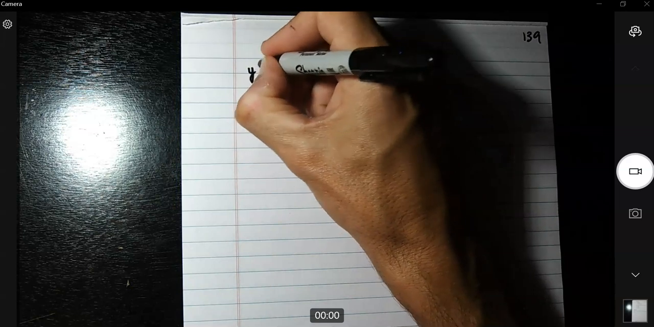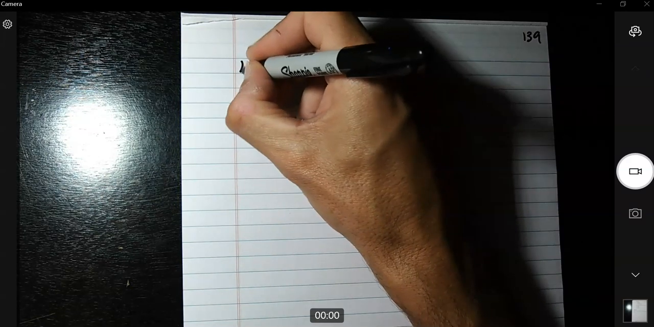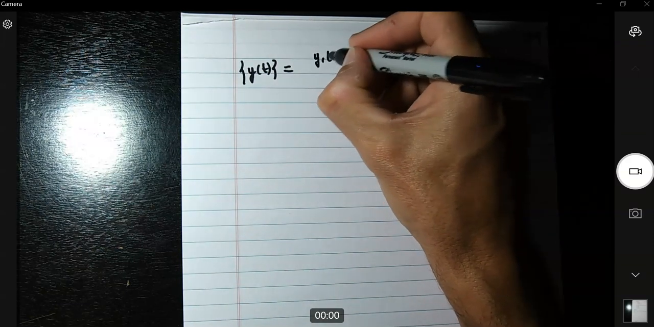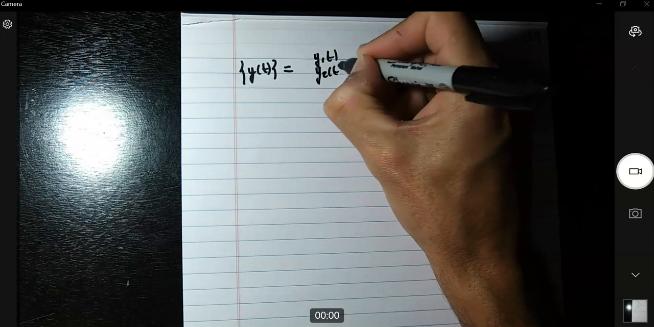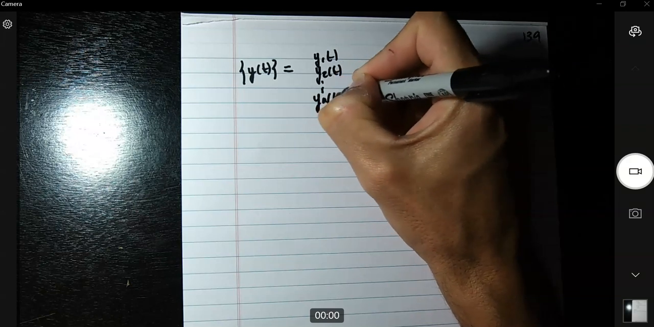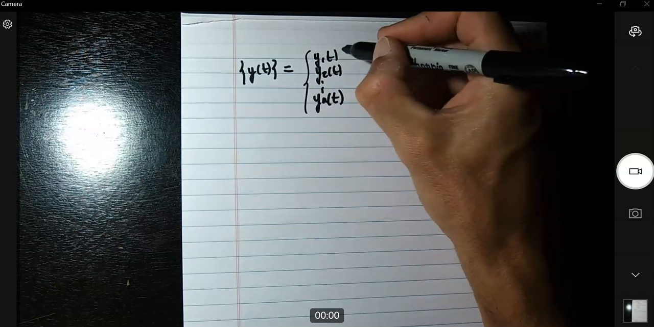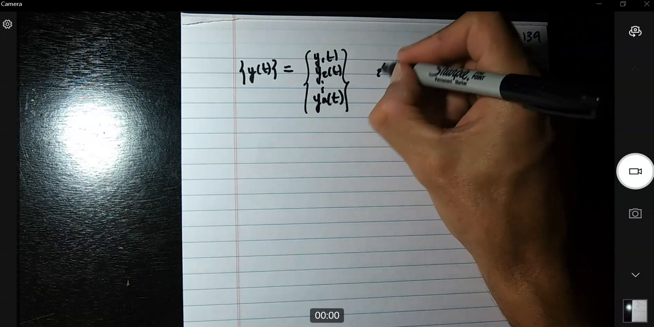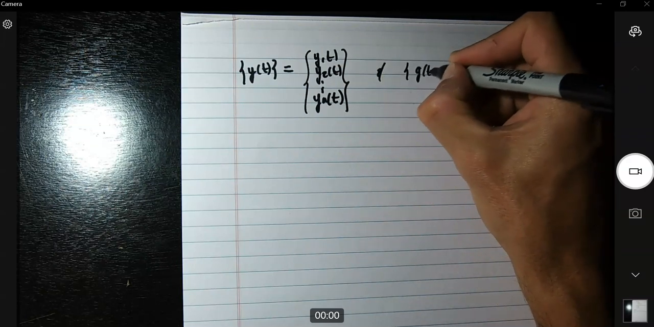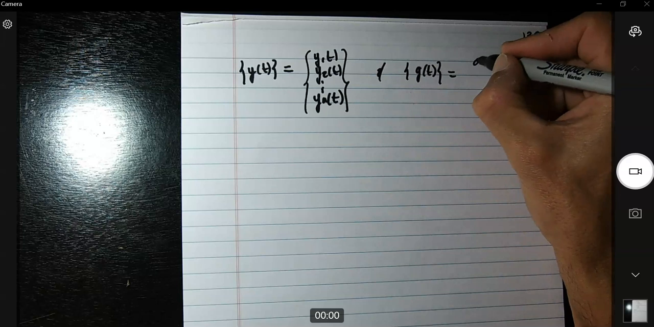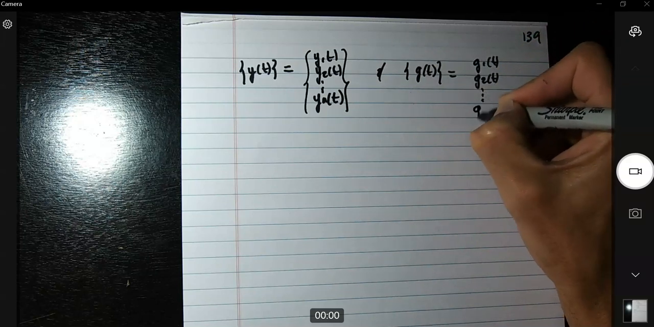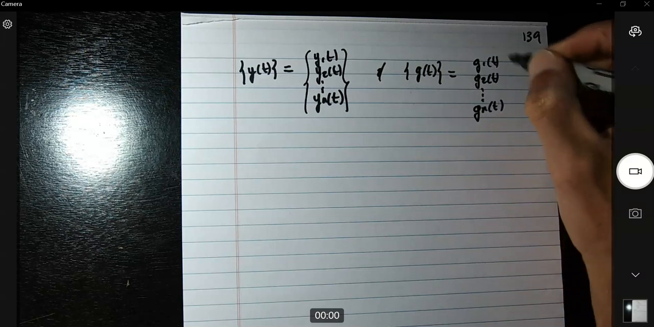Page 139. So basically, vector y of t will be equal to y1 of t, y2 of t, up to yn of t. And vector g of t will be g1 of t, g2 of t, up to gn of t.